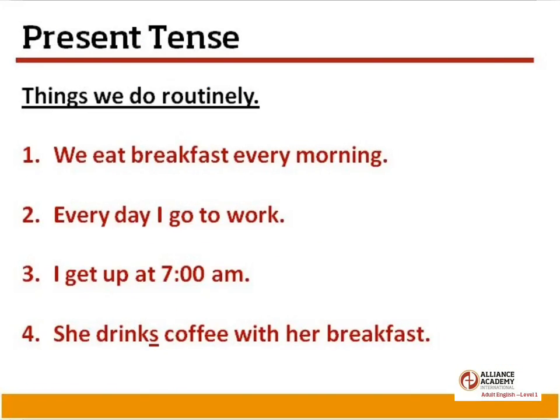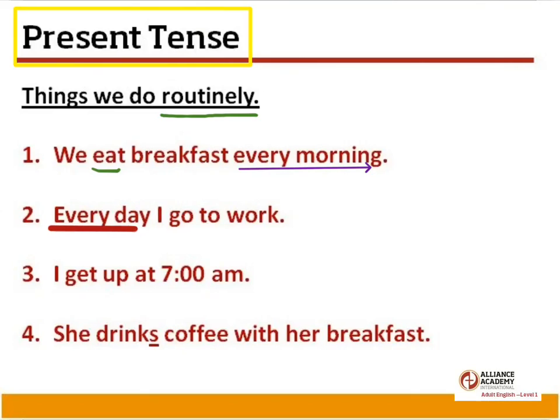Well, as I said, this video will mainly be about using the present tense. And the present tense is used to describe things that we do routinely, things that we do often, maybe every day, every morning. And so let's look at some very quick examples here. Our verb eat is used in the present tense because we do it every morning, every day, routinely. Here's another example. Every day, I go to work. So we use the present tense form of the verb.